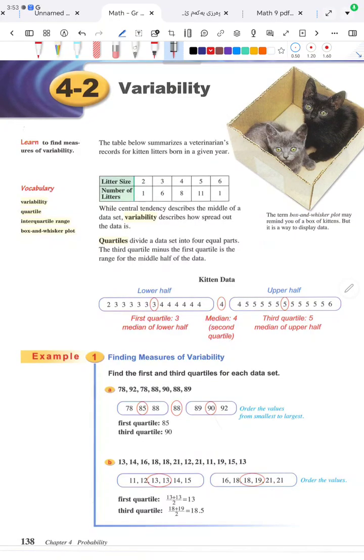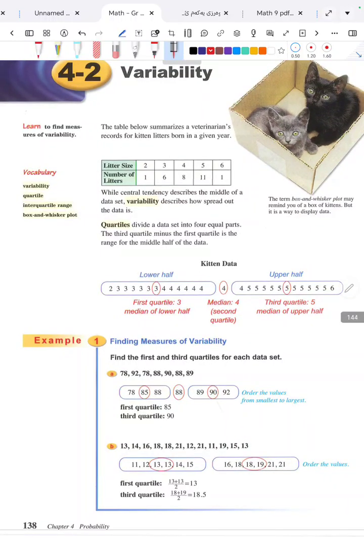Hello dear students, in this video I'm going to explain chapter 4 lesson 2, variability, page 138. In this topic we're going to learn how to find the measure of variability. Our vocabulary is variability, quartile, interquartile range, and box and whisker plot.